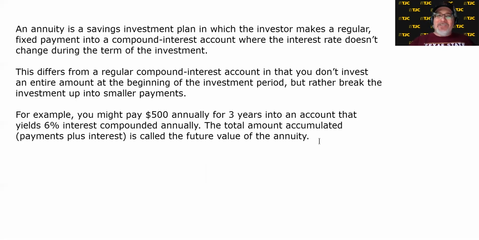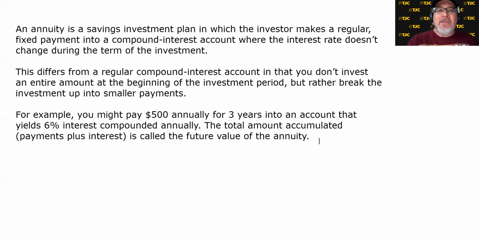An annuity is a savings investment plan in which the investor makes a regular fixed payment into a compound interest account where the interest rate doesn't change during the term of the investment. This differs from a regular compound interest account in that you don't invest an entire amount at the beginning of the investment period, but rather break the investment up into smaller payments. For example, you might pay $500 annually for 3 years into an account that yields 6% interest compounded annually. The total amount accumulated, payment plus interest, is called the future value of the annuity.